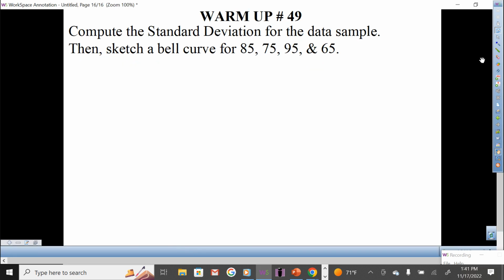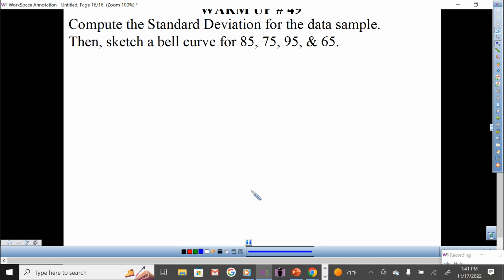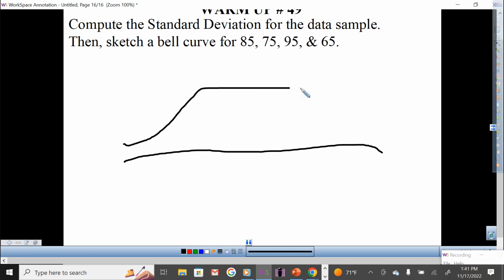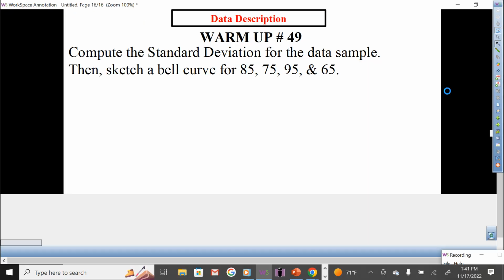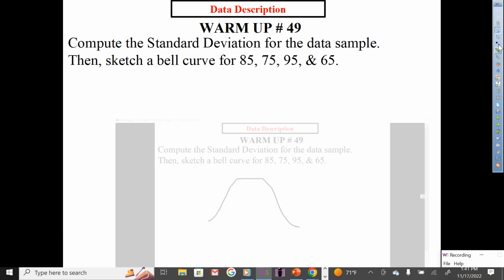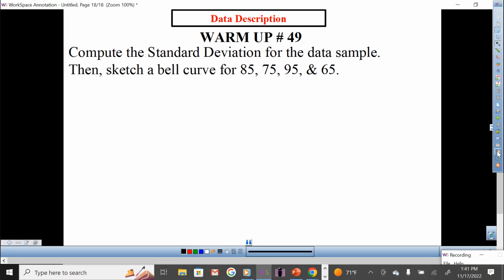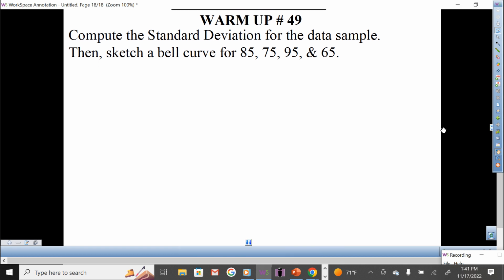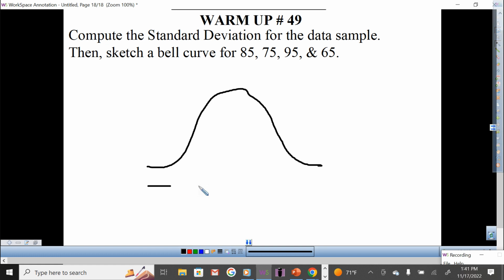Where are we at? We need standard deviation. We need variance. We need a bell curve. Whoa. Oh my goodness. Hold on. Let me start all over. All right. Let's see. Yeah, a little bit better.